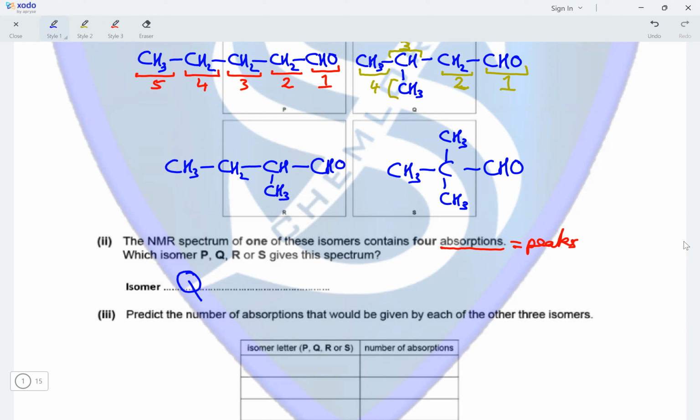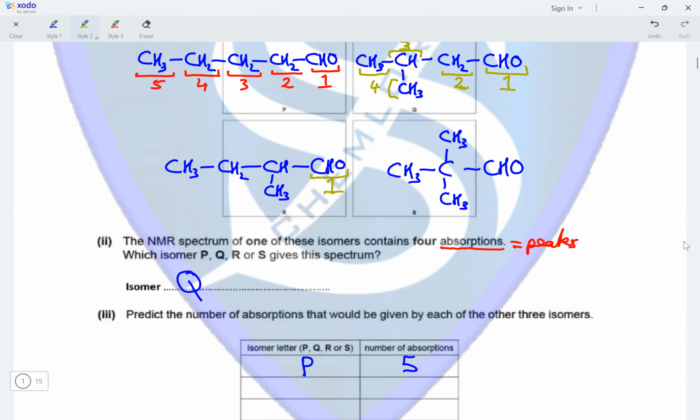Next, predict the number of absorptions that would be given by each of the other three isomers. Okay, so we've already found out that isomer P gives us five absorptions. Now, to look at isomers Q and no, Q is also done, R and S. So in isomer R, we have an environment for a CHO group.